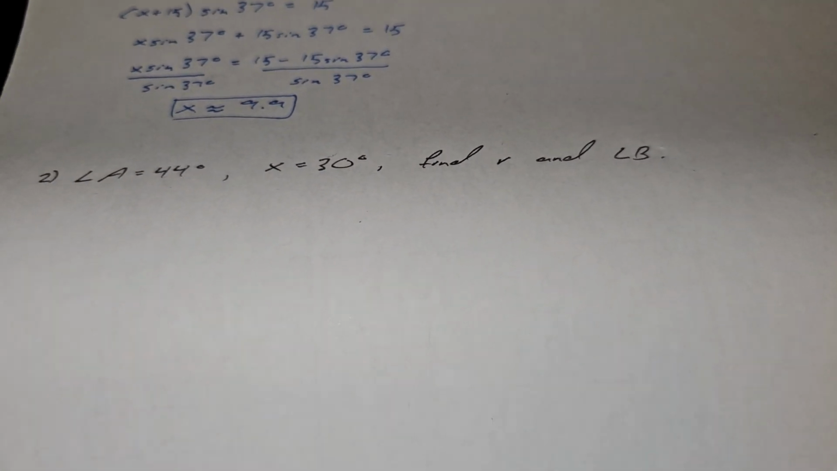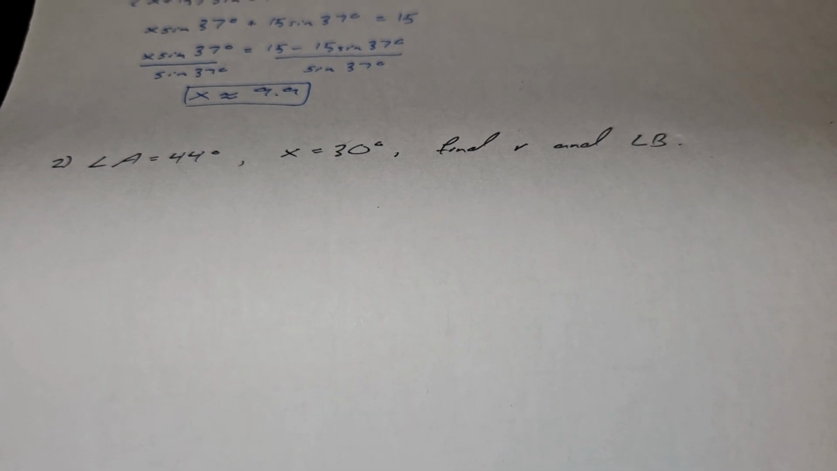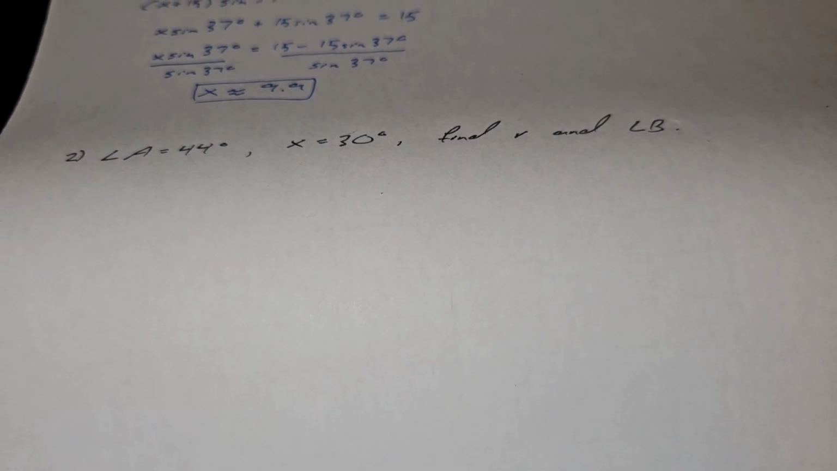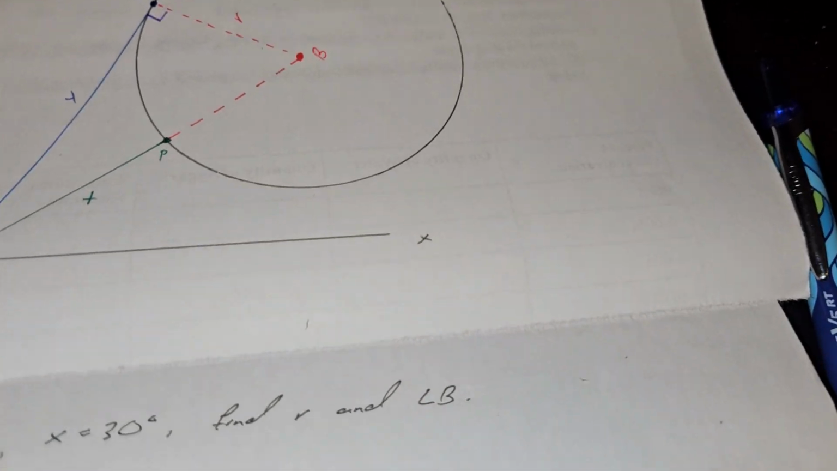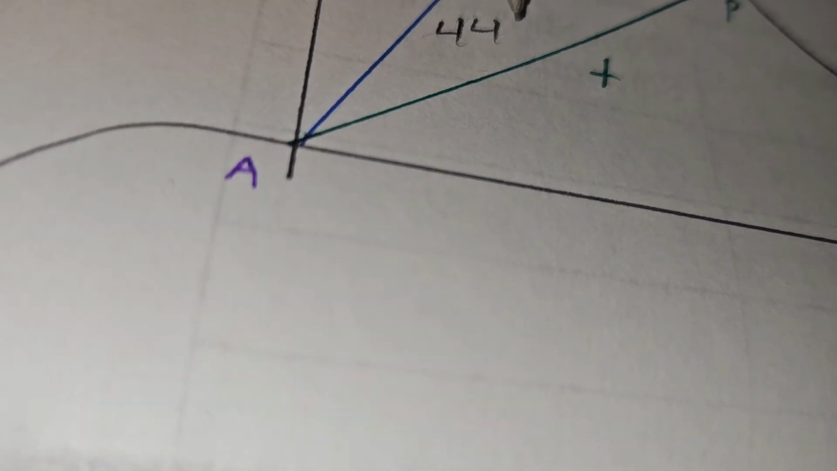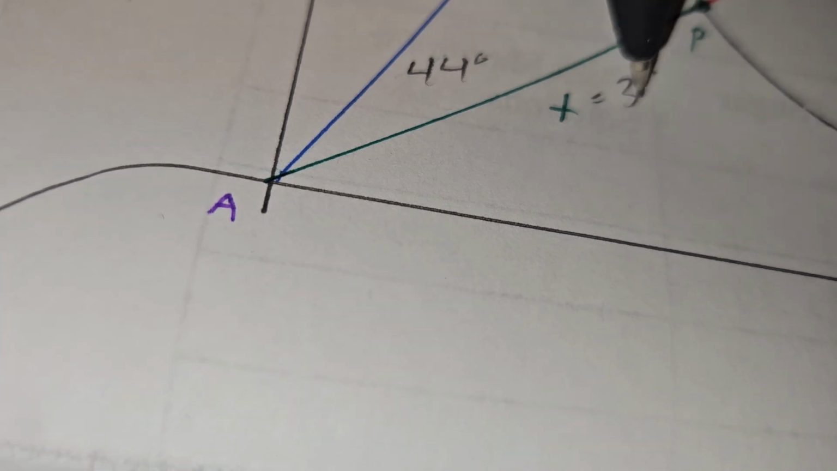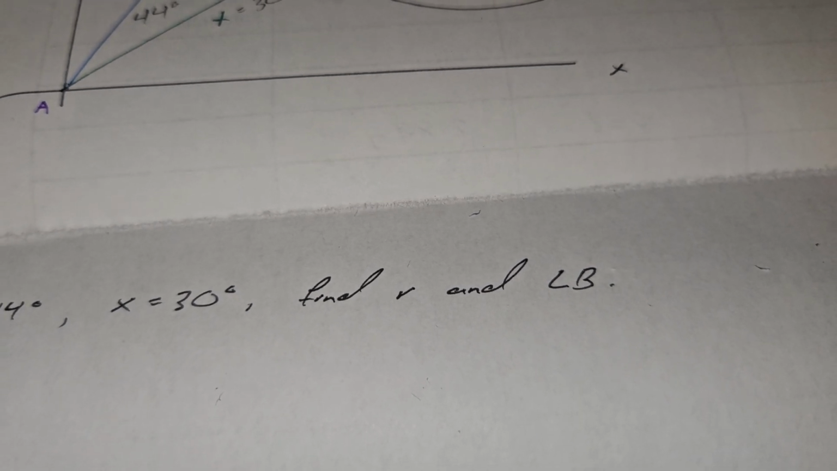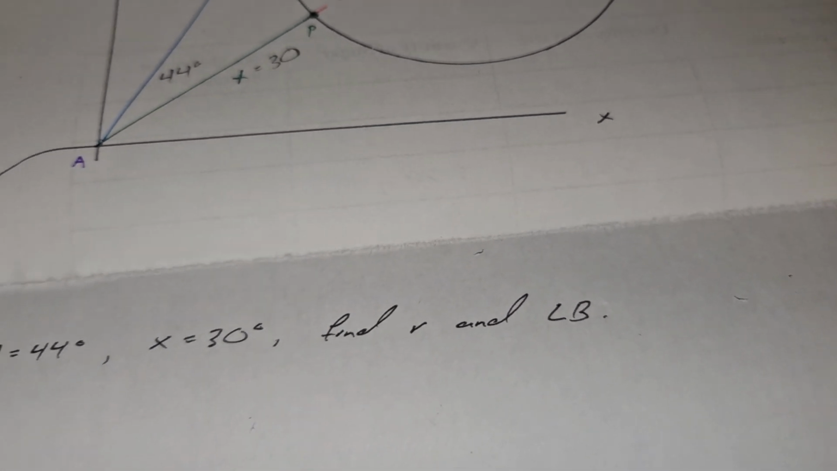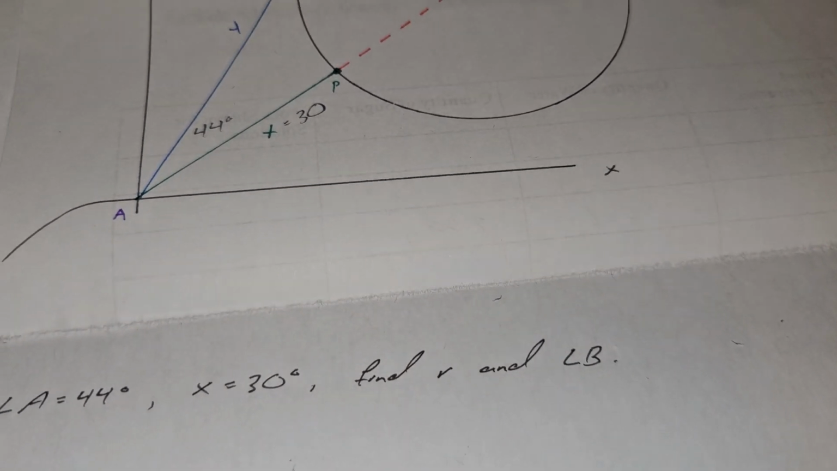Let me erase some numbers from our previous problem. Hold on just a second. Alright, so I erased it. Let's see what we're given. Angle A is now 44 degrees, right? 44 degrees. X is equal to 30. I don't know why I wrote 30 degrees, but X is 30. So we need to find R and angle B. Let's go ahead and do number 2. Let's find R first.